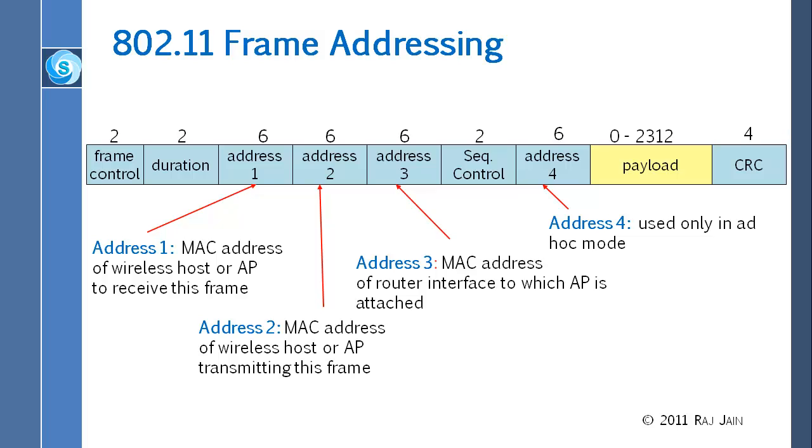Address 4 is used only in the ad hoc mode. So that would be the origin address or source address. In Ethernet, if you want to send something to Google, on the Ethernet you need an Ethernet address. Whose Ethernet address do you put in the destination field? You have to find your default gateway and find their MAC address.